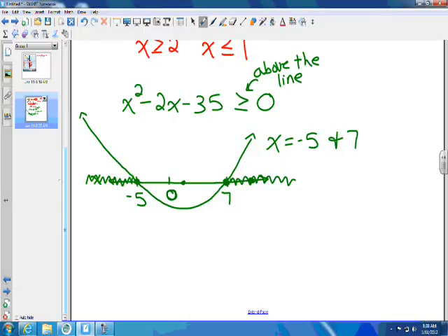So how would we write this inequality to illustrate this area over here? It's to the left of negative 5: x less than or equal to negative 5. And x greater than or equal to 7 for that side. That tells me the two answers, two places. If it opens up, is it always going to be left and right? Not at all.